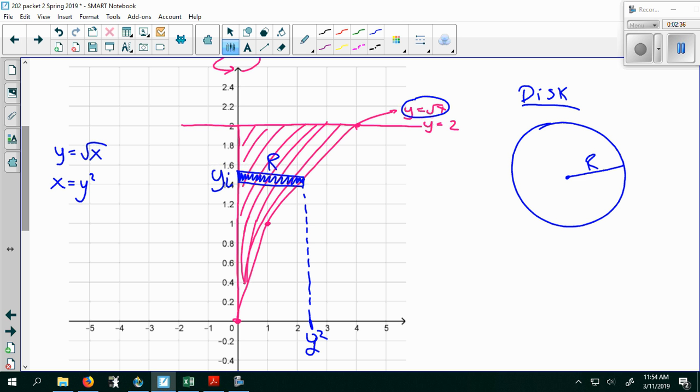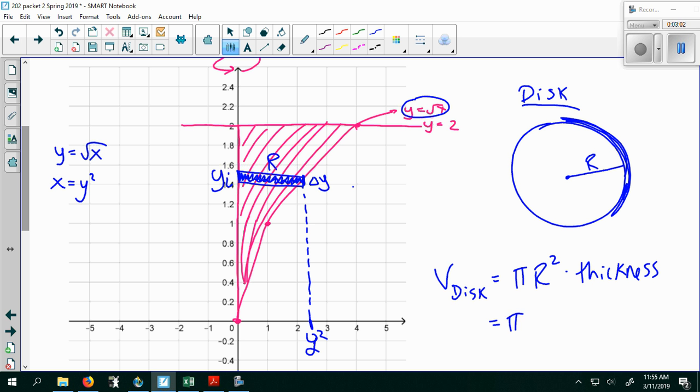And then the thickness of this rectangle is going to be the thickness of my disk, which is a small change in y. This distance is a y distance. So the volume of my disk is pi r squared times thickness, and my r is y sub i squared and my thickness is delta y.